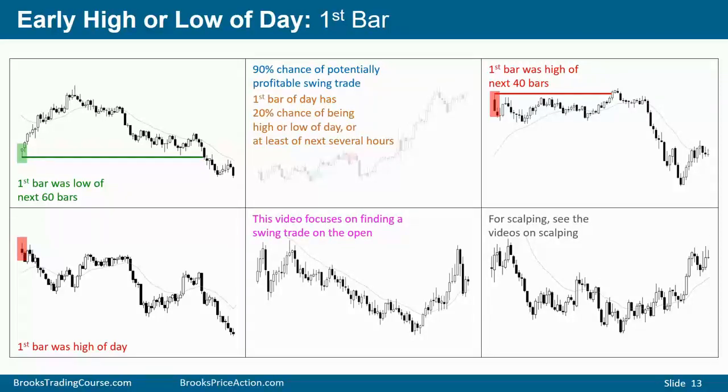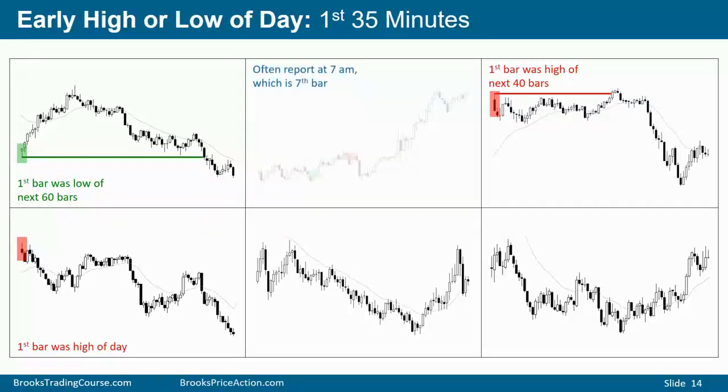I'm going to be talking about swing trading here. If you want to find out information about scalping, you can look at the videos on scalping. There's often a report that comes out at 7 o'clock Pacific time, and that's bar 7. By the close of that 7th bar of the day, there's a 50% chance we've seen either the high or low of the day, or it's certainly the high or low for the next several hours. Bar 7, it became the high of the day.